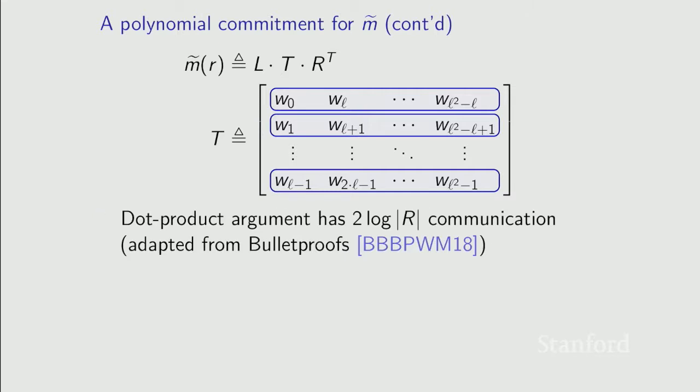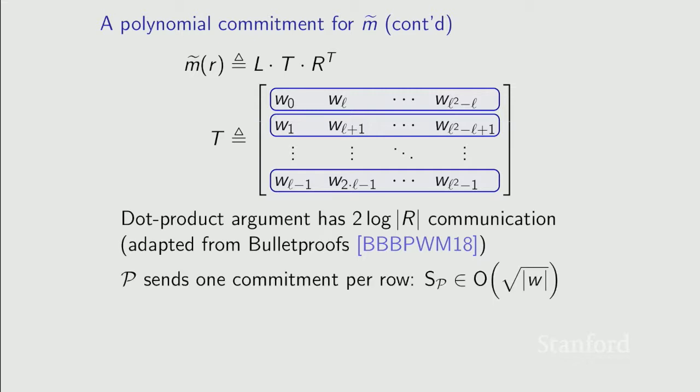Now, if this sounds familiar, it's because you've already seen this earlier today in Bulletproofs. In fact, we adapt the dot product argument from Bulletproofs, and the result is that this has a very low cost in terms of the communication. Specifically, it's logarithmic in the number of columns in the matrix. So that means if the matrix is square, then the prover is going to send one commitment per row, plus a logarithmic number of extra messages that we don't need to worry too much about. They're small. And the verifier's computation is going to be proportional to the sum of the number of rows and the number of columns. And in total, both of these are just sort of square root-ish.